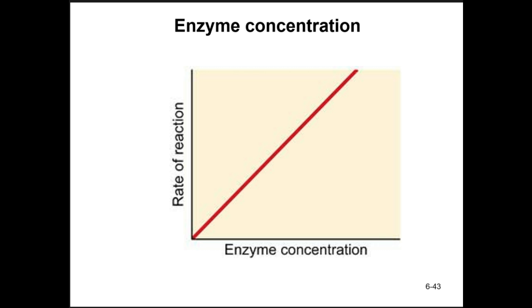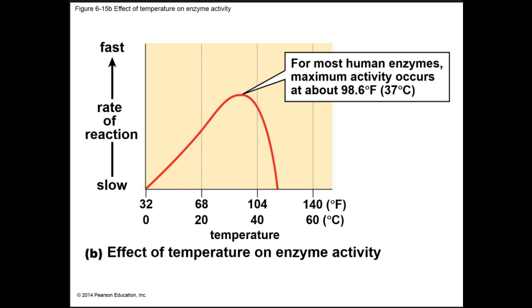Also, you have enzyme concentration. The more enzymes you add to a reaction, the faster the reaction will go, and it will just go continuously faster. Enzymes are sensitive to temperature. Every enzyme has an optimal temperature at which it works, and if you are lower or greater than that temperature, it will not work as well. And at certain temperatures, enzymes will lose their structure and become denatured, and then they will stop functioning.